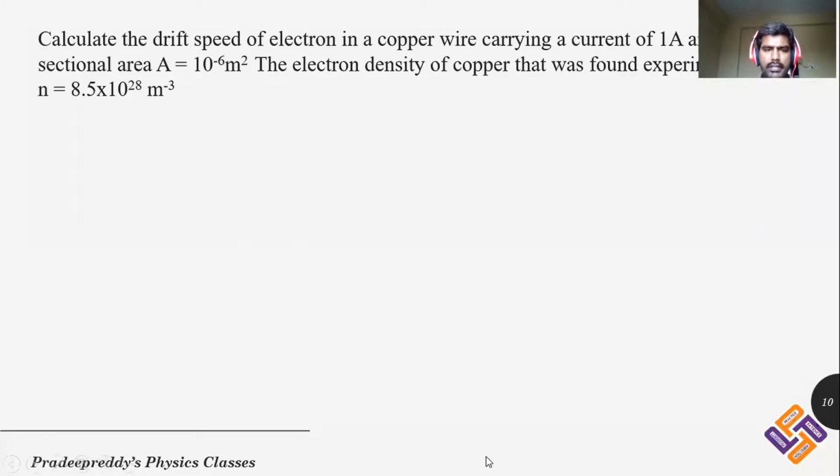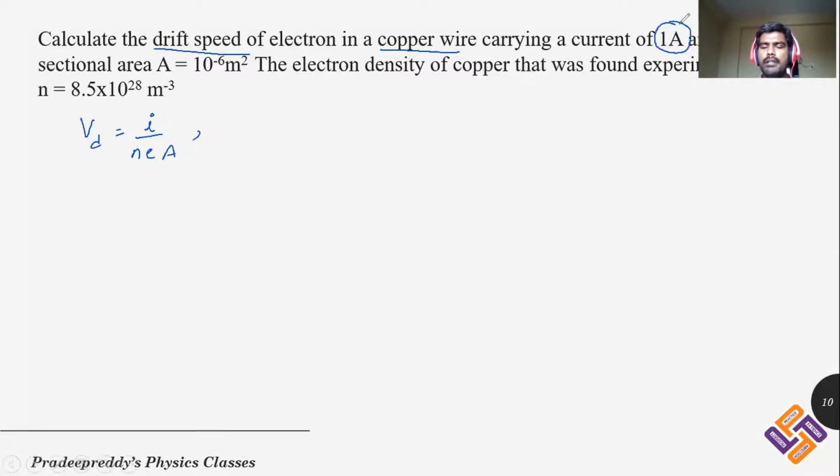Students, we have got the equation for drift speed, that is Vd equal to I divided by nEA. Now in this question you are supposed to calculate the drift speed of an electron in a copper wire. So you are taking a copper wire and connecting it to a battery. As a result, electric charge is flowing through, and because of the motion of this charge, 1 ampere of current is passing.